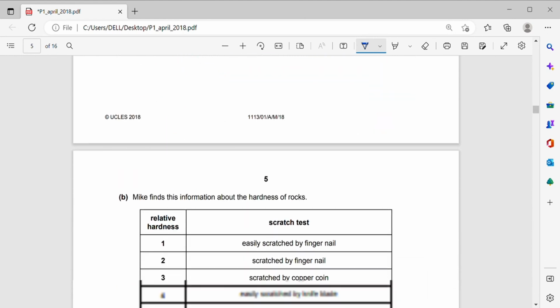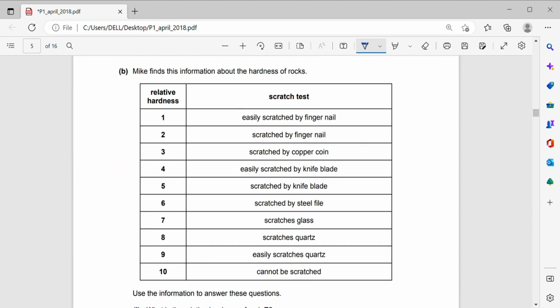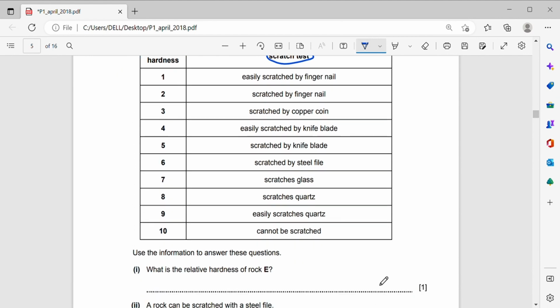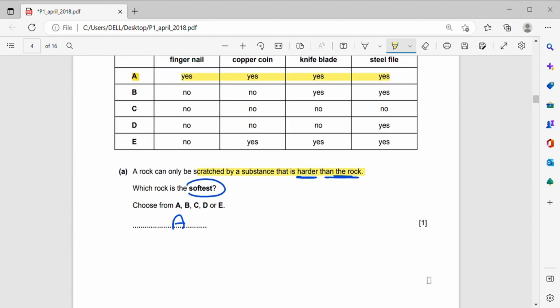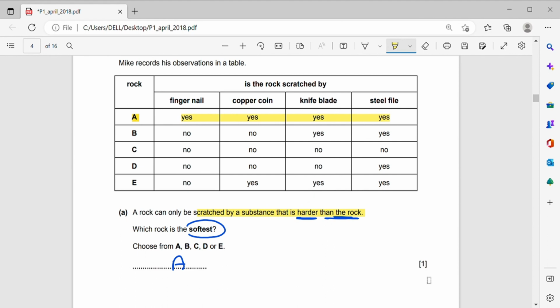Question B. Mike finds this information about the hardness of rocks, relative hardness, and the scratch test. Use the information to answer these questions. What's the relative hardness of rock E? Let's look at rock E. Is it scratched by fingernail? No. It is scratched by copper coin, knife blade, and steel file.